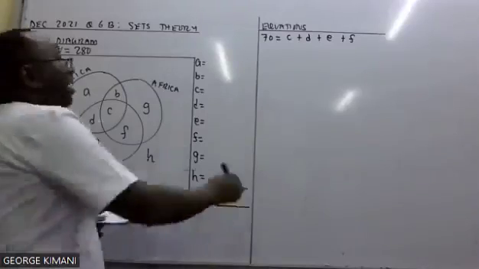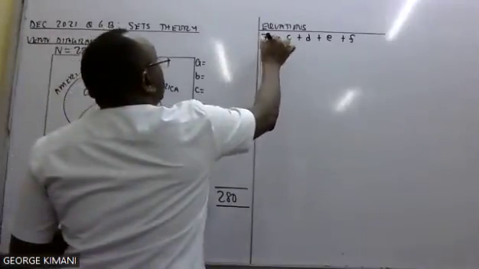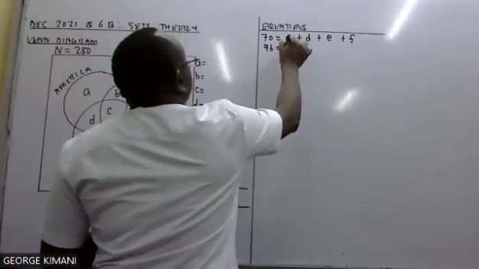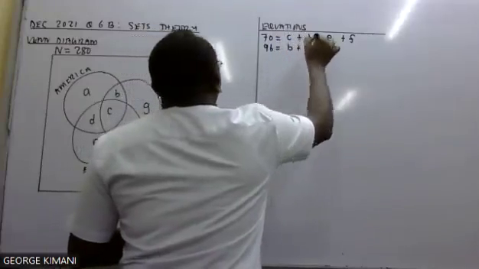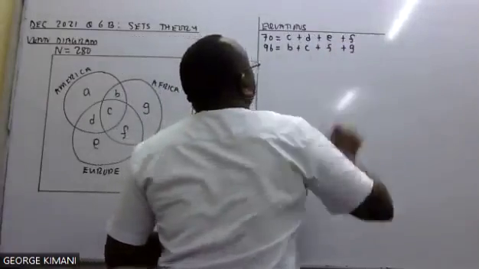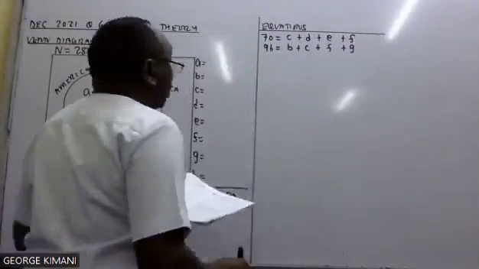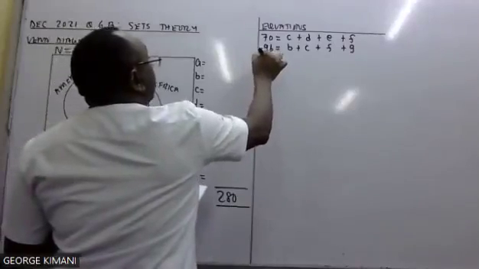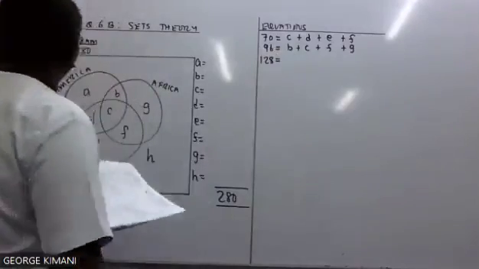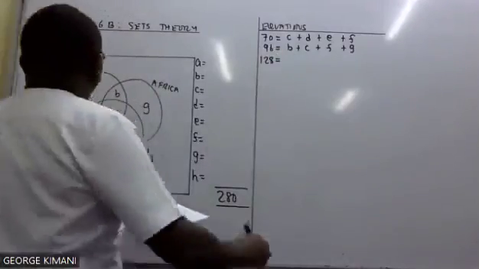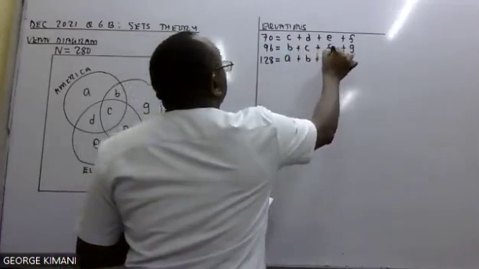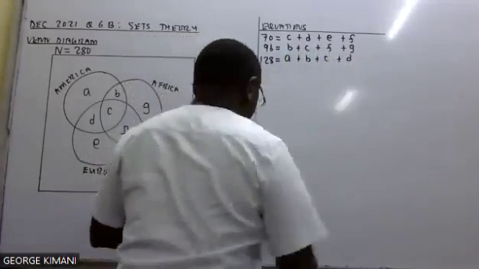96 represented Africa. So 96 is B plus C plus F plus G. 128 is equal to those who are in America, we have A plus B plus C plus D.